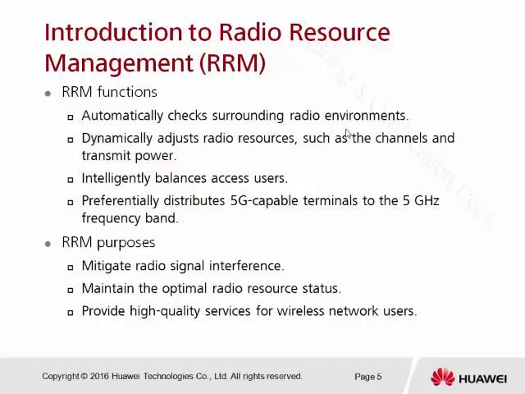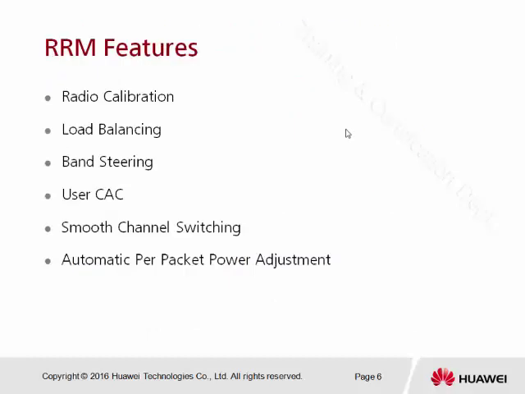Intelligently balance access users. They can perform load balancing for the access users. Preferentially distribute the 5 gigahertz frequency band capable terminals to the 5 gigahertz frequency band. And the purpose over here is to mitigate radio signal interference. They try to reduce the interference in the surroundings. It maintains the optimal radio resource status and is able to provide high quality service for the wireless network users. So this is like some sort of QoS. So these are the features of RRM.